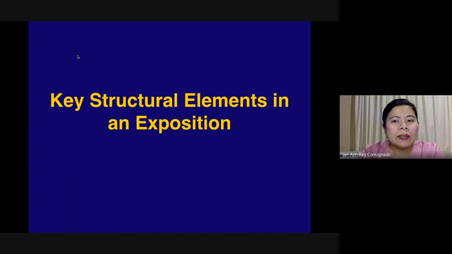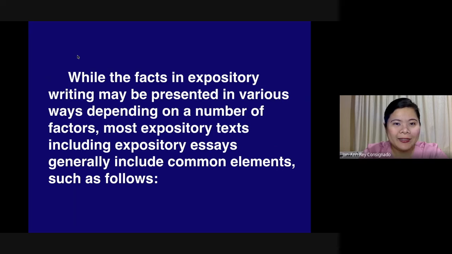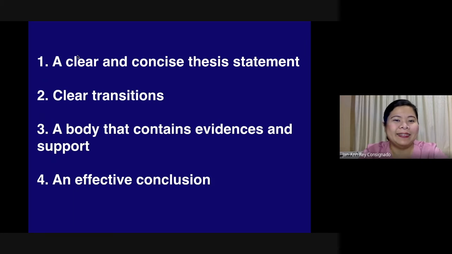Key structural elements in an exposition. While the facts in expository writing may be presented in various ways, depending on a number of factors, most expository texts, including expository essays, generally include common elements such as follows. Number one, a clear and concise thesis statement. Number two, clear transitions. Number three, a body that contains evidences and support. Number four, an effective conclusion.